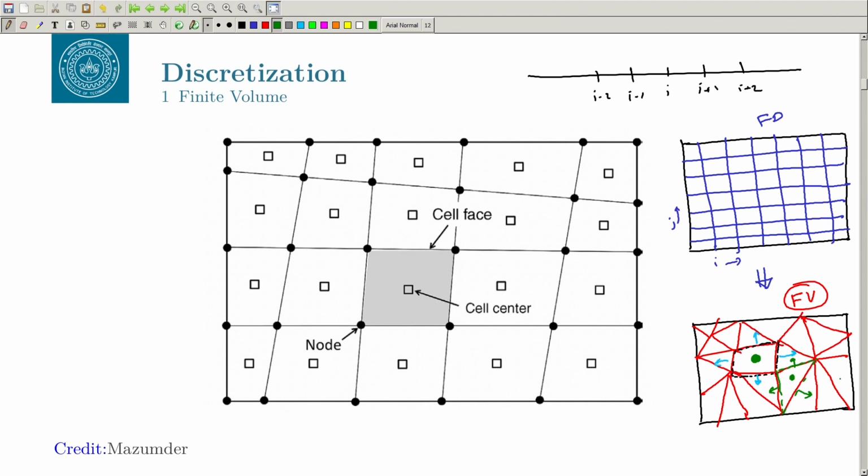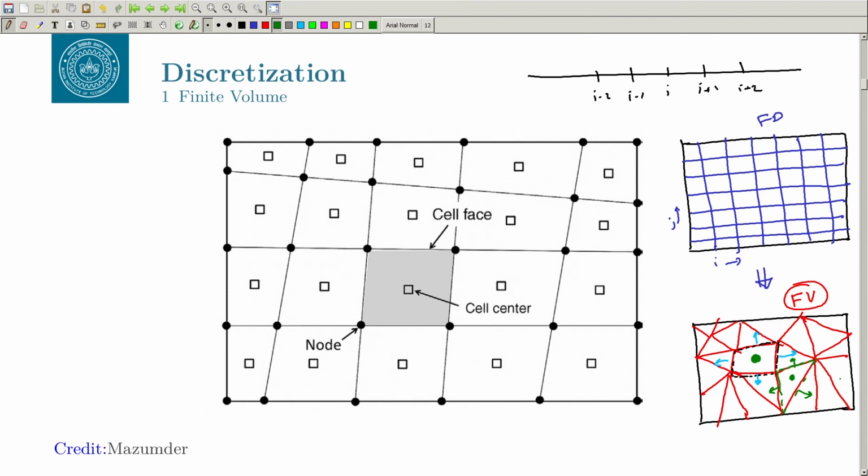Similarly, you can have a pentagon. If you can imagine in 3D, then it can be a hexagonal element or a prism element, or many different kinds of elements, whatever you can imagine, you can put it there. All you need is a cell which has a different number of faces. So, before going into the formulation of finite volume, let us define some terminology.